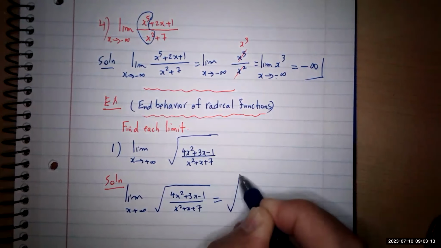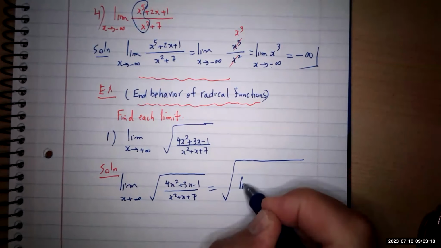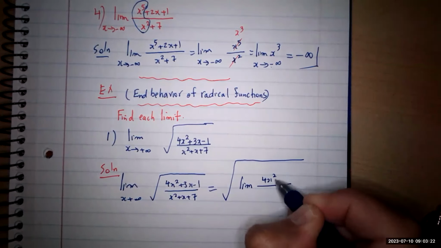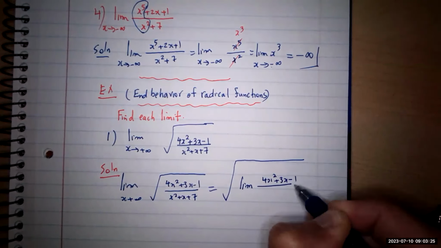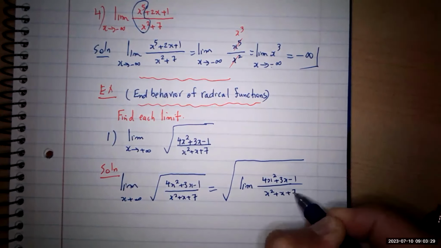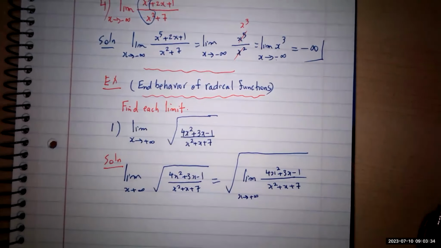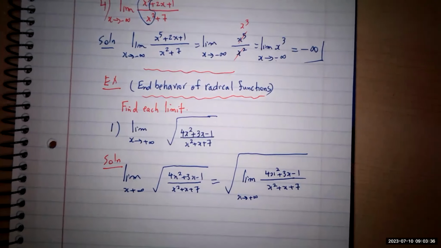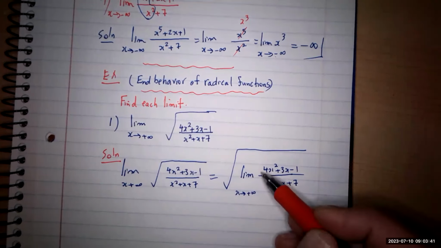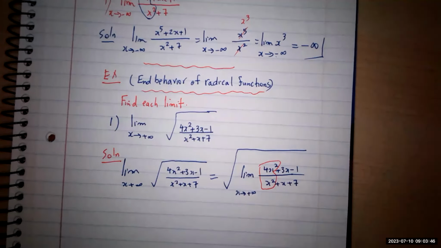Take the limit inside. It's going to be the limit of this rational function, 4x squared plus 3x minus 1 divided by x squared plus x plus 7, as x goes to positive infinity. Now, what type of function do you have? You have a rational function. How are we going to find the limit at infinity of a rational function? Remember, leading term. Here you are.